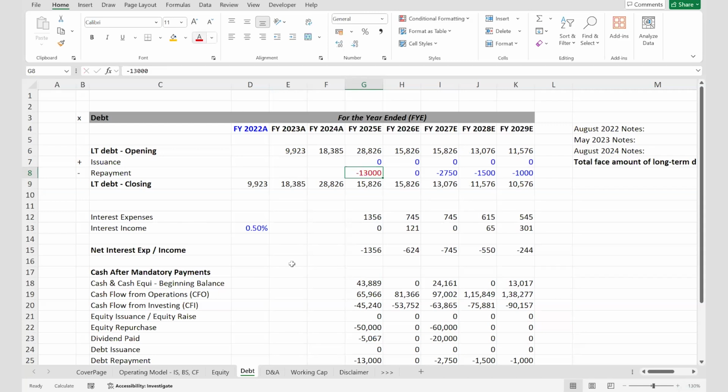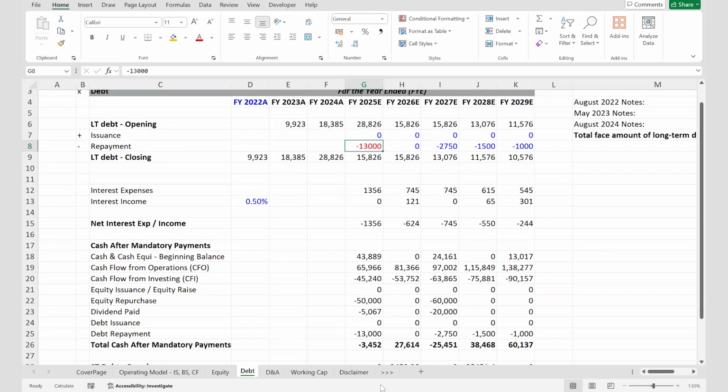Now see what has happened to your cash flow. This is negative, means you have done a lot of expenditure, like you have done an equity repurchase of 50,000, which is a dummy number. You have done a debt repayment of 13,000, which I just mentioned. You have done 20,000 of dividend. These three things I have done intentionally, I'm making an expense. Are you getting my point? Because of that, your cash in 25 is negative, then it is positive, again it is negative, again it is positive, and again it is positive.